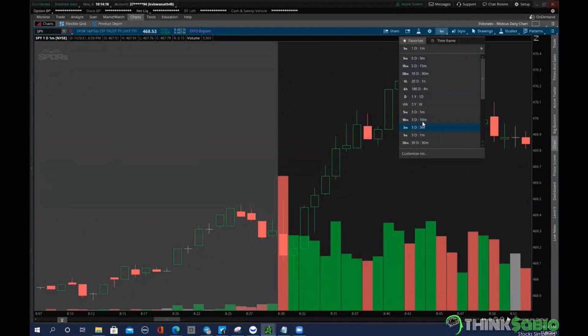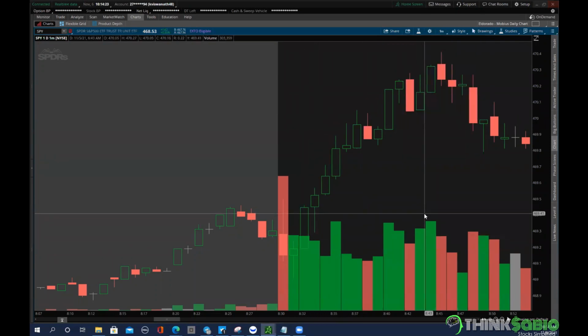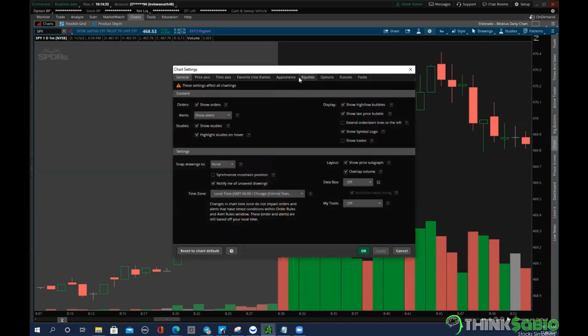So let's go through a few of them and see how they look, right? So this is 1 day, 1 minute. That means you will have candles that are representing 1 minute of price action, right? Let me take the volume down here so it will be clear for you guys.